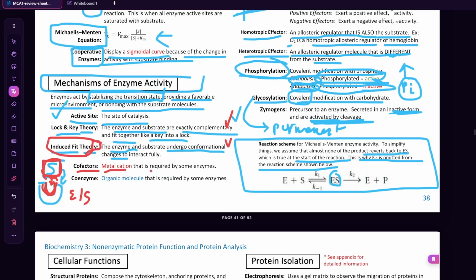Cofactors is when you have a metal cation that is required, so this would be something you review in chemistry, what this term means, that is required by some enzymes. And coenzymes are organic molecules that are required by some enzymes. So some enzymes have special requirements that could be cofactors and coenzymes.